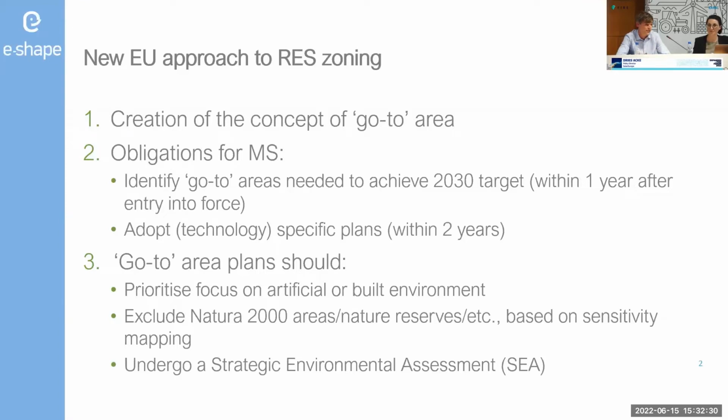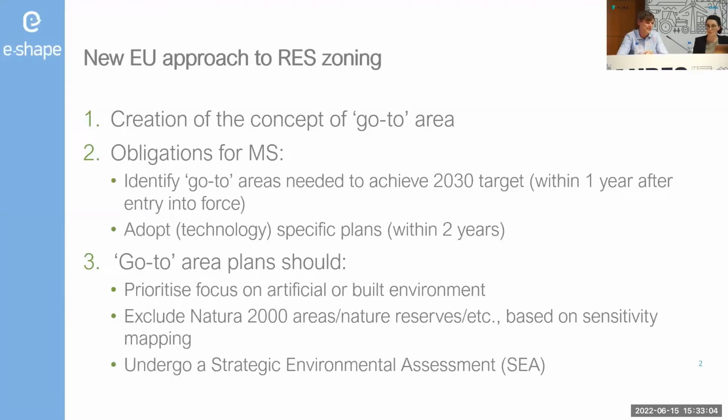So there's an obligation that the European Commission has proposed on member states to identify go-to areas to achieve the 2030 targets on renewables within 1 year after the entry into force. It's more or less around 2024, 2025, and then to adopt very concrete plans the year thereafter. So when this 1 year and this 2 years will start depends on the entry into force of legislation. But basically we're talking the years 24 to 26.